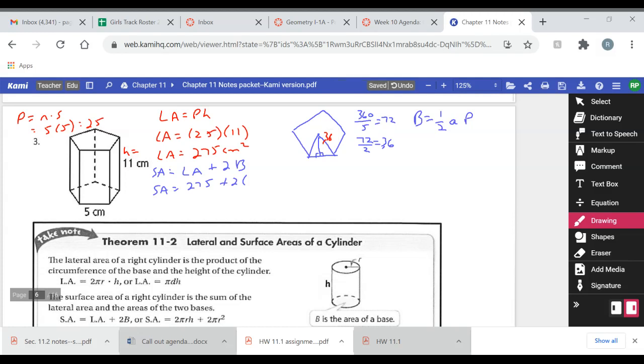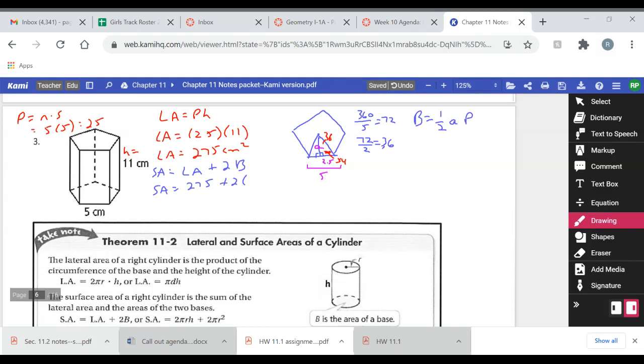I also know that this angle down here is 54. Okay. And that's referring to this angle right here. All right. So from there, I know that the length of each side here is 5, which therefore I know that this piece from here to here is 2.5, but I don't know what the apothem is. So I need to do a little work to find the apothem.